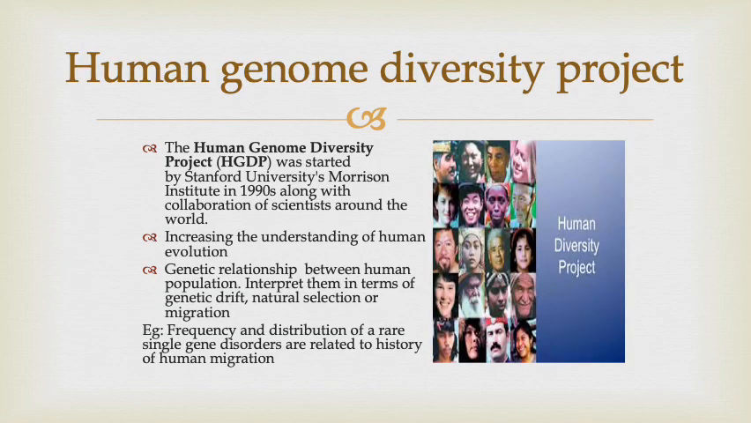Human Genome Diversity Project, started in the 1990s by the Stanford University's Morrison Institute, with a collaboration of scientists around the world. It helped in increasing the understanding of human evolution, to understand the genetic relationship between human populations, and interpret them in terms of genetic drift, natural selection, or migration. Example of this was the frequency and distribution of a rare single gene disorder which was related to history of human migration.